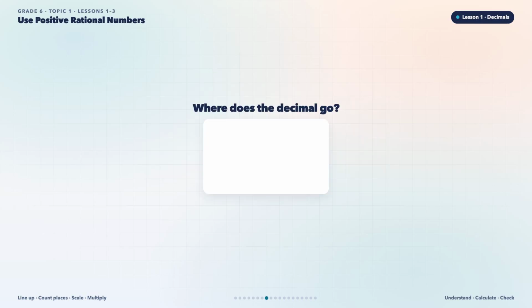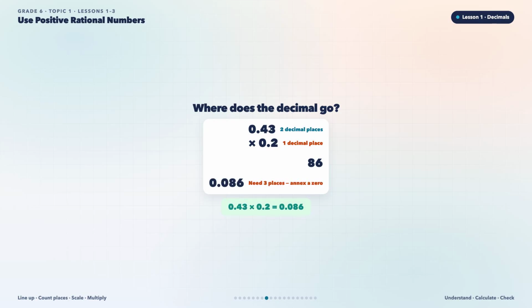Try this one. 43 hundredths times 2/10. 43 times 2 is 86. 2 decimal places plus 1 decimal place is 3. We need 3 digits after the decimal, so annex a 0, 0.086. Annex zeros if you need them, so the product has the right number of decimal places.